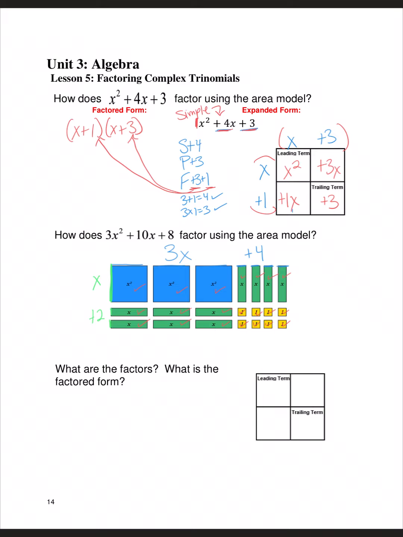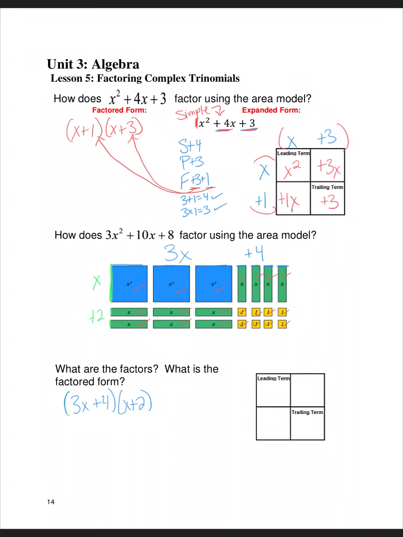Okay, so that tells me that when we factor this, we should get 3x plus 4 and x plus 2. Let's check this using our area model as if we didn't have algebra tiles.